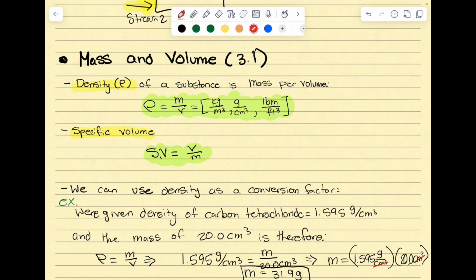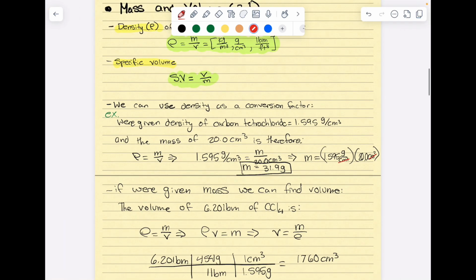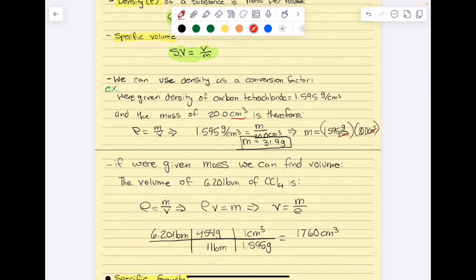We can calculate the mass or volume by using density, which is just mass over volume. And then we can also use the specific volume, which is just the inverse of the density, which is volume over mass. We can use density as a conversion factor. So if we're given the density of carbon tetrachloride and a volume of 20 centimeters cubed, which is a volume because it's cubed, we can use the density equation, density equals mass over volume, and plug that in to find the mass.